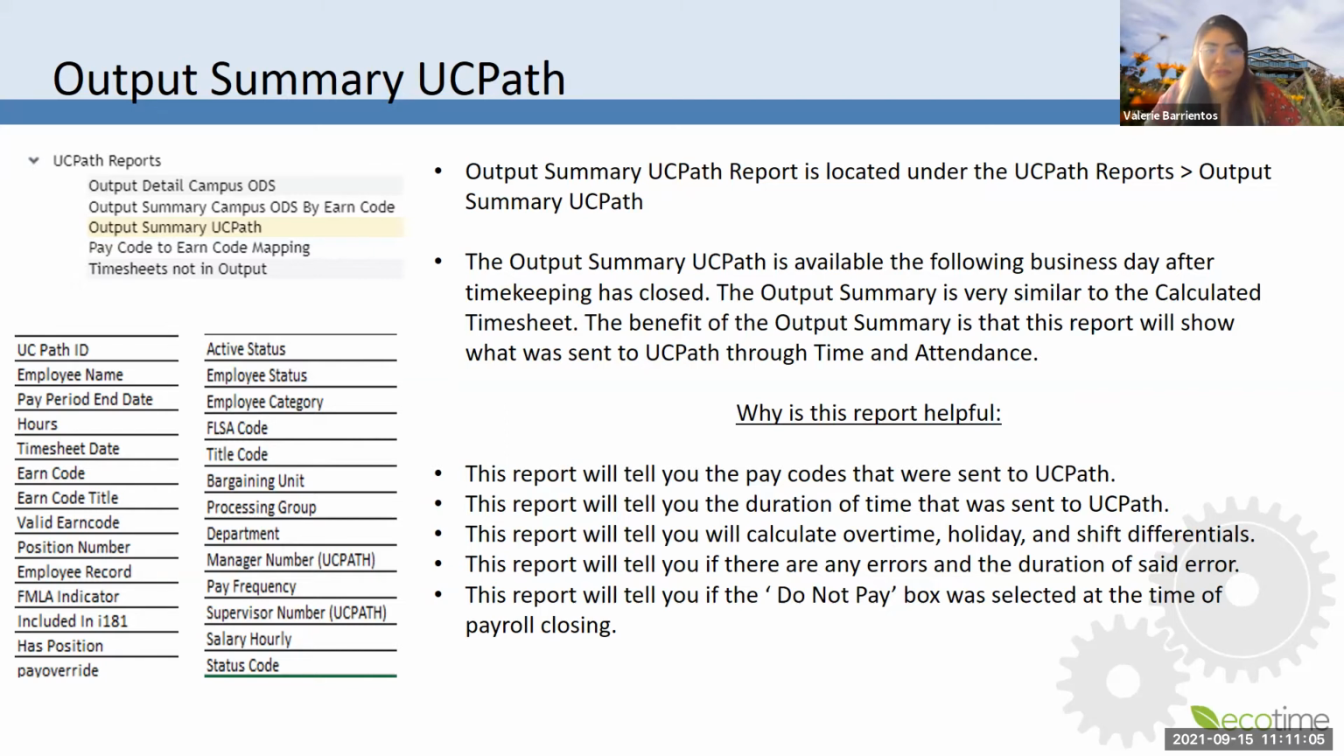Why is this report helpful? It will tell you the pay codes that were sent to UC Path, the duration of time that was sent to UC Path. It will tell you how they calculated overtime, holiday, shift differential, if there were any errors and the duration of said errors, and will tell you if the do not pay box was selected at the time of payroll closing. Once again, these are the available fields on the left that this report will give us back.